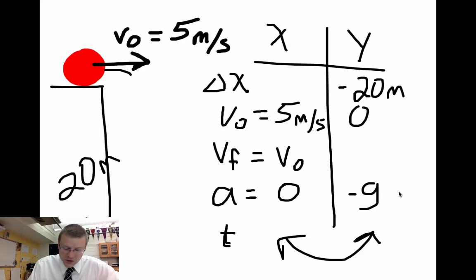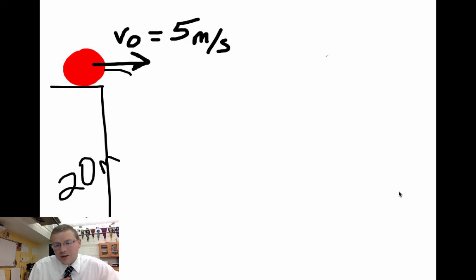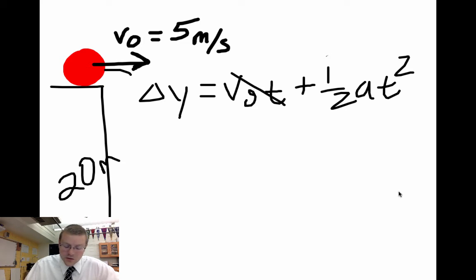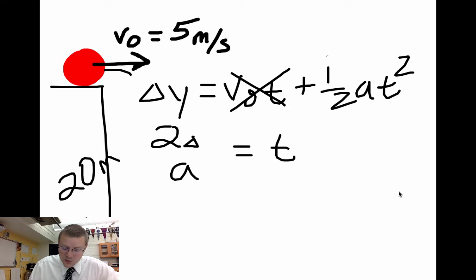Using the information that I know, in the y direction I don't know the final speed or the time. Final speed's interesting, but more important, the time. How long is this thing in the air? Using your kinematics, I knew that the initial speed was 0, so goodbye this term. I want to rearrange the formula symbolically. 2 times the displacement over acceleration gives you time squared.